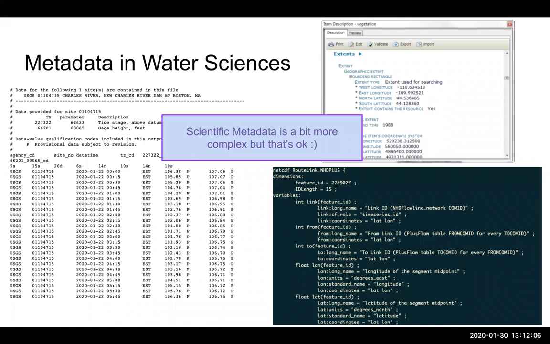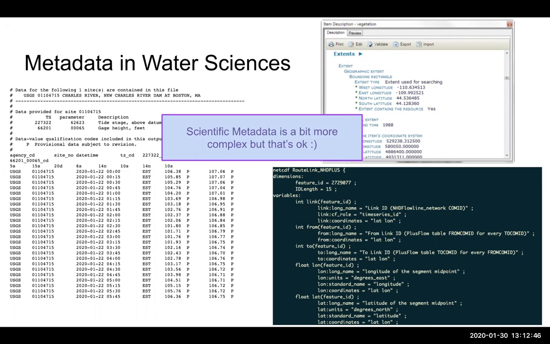Now in the water sciences, it's a little bit more complicated, and mostly just because the data you're describing isn't something fun like a picture. Instead, it's a time series of data, for instance, on the left-hand side. So you have all of this data, you have timestamps, you have measurements. But then if you look at the top of the screen with all these hash marks, you see things like there's some code and it has a parameter and it has a description, such as tides, gauge height in feet. That's all really, really important information to describe the values that you're seeing in these time series. Otherwise, you really have no context for what these measurements are.